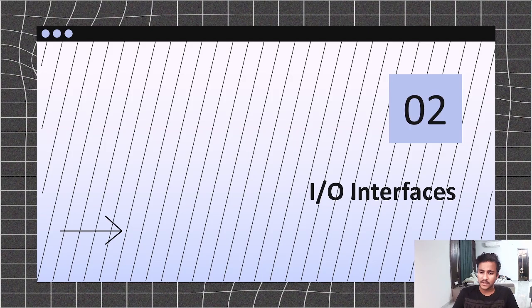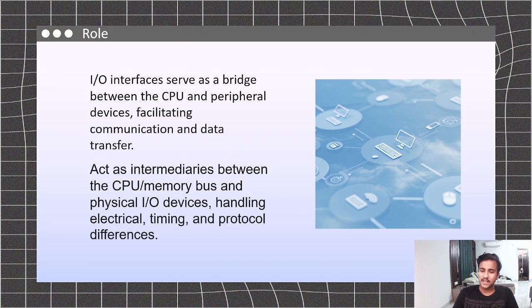Switching to I/O interfaces, these modules act as intermediaries between the CPU memory bus and physical devices. They handle differences in electrical signaling, timing, and protocols so that the CPU can use a uniform method to talk to every peripheral.